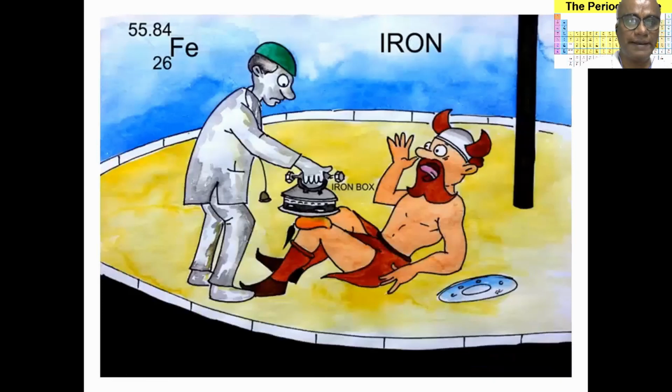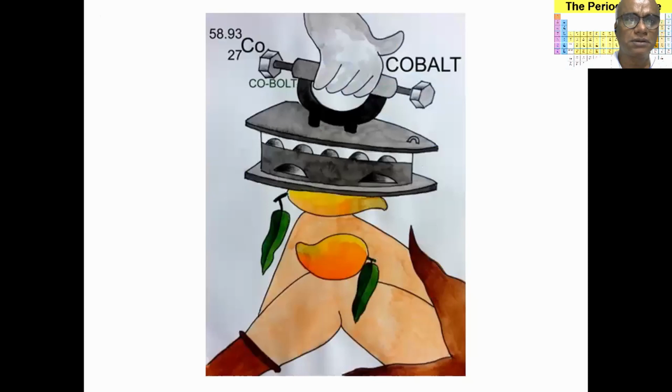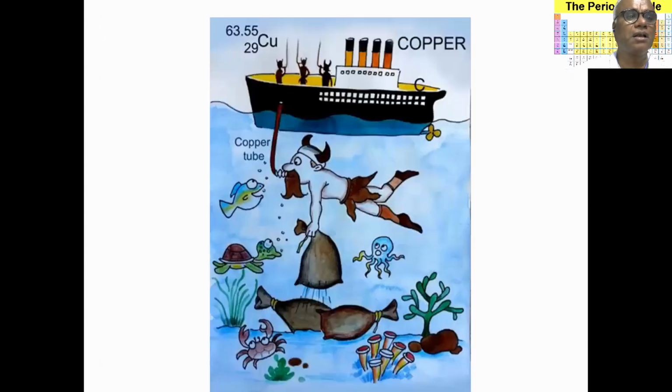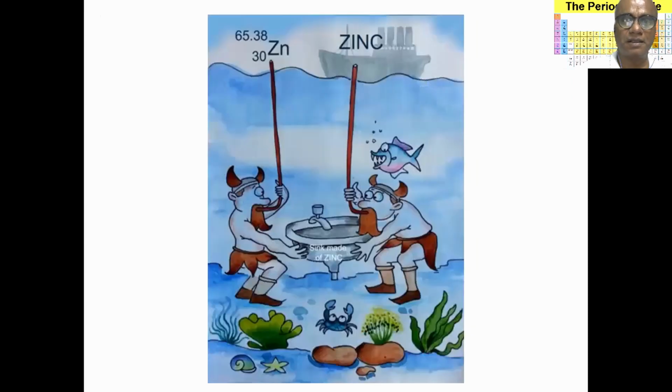The 26th element is iron. The 27th element is cobalt, or gold. The 28th element is nickel, nickel coins. The 29th element is copper tube. The 30th element is zinc.